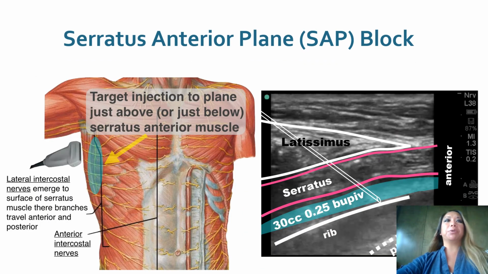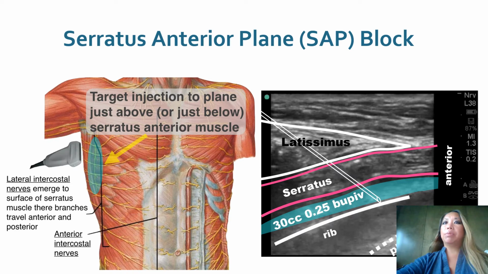Here's a diagram showing you probe placement for the serratus anterior plane block in the axillary fossa. On this ultrasound image, the probe was actually parallel with the rib, which is seen as an elongated hyperechoic line towards the bottom of the image. And below that, you can see the dotted white line, which represents the pleura underneath.